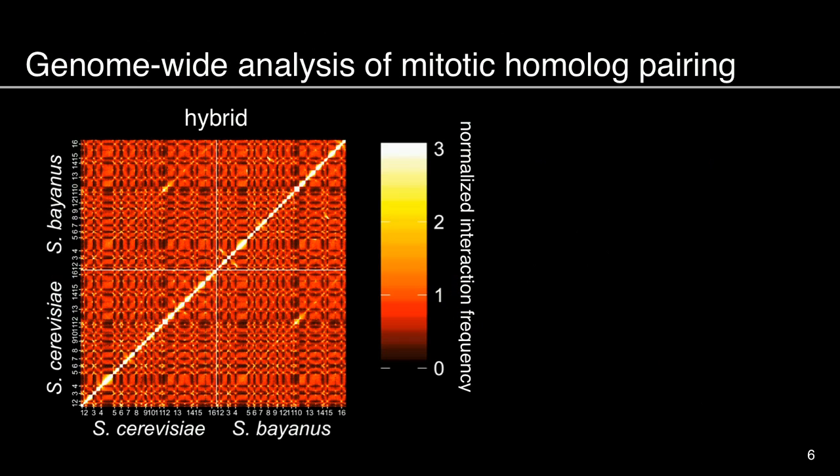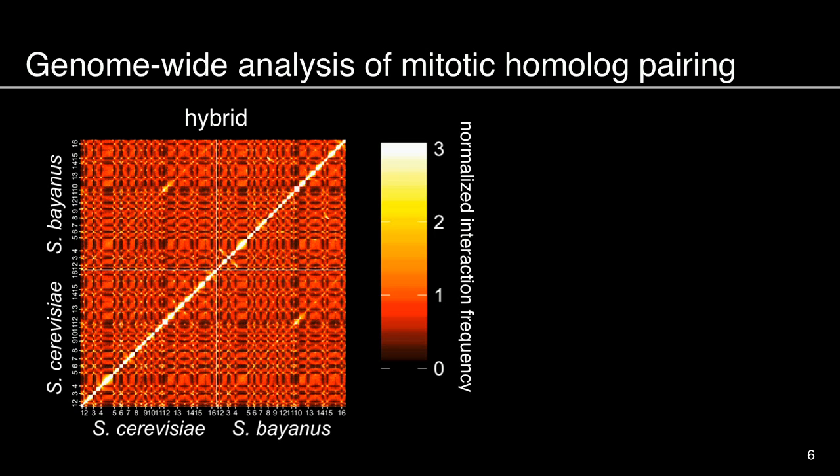This is what that view looks like. And this is for the cerevisiae bayanus hybrid. We also did this for other hybrids, but I'll just focus on this one for the sake of time. So here I've plotted the cerevisiae chromosomes followed by the bayanus chromosomes in homologous order. As before, we see the same diagonal signal, and the plaid pattern as before.